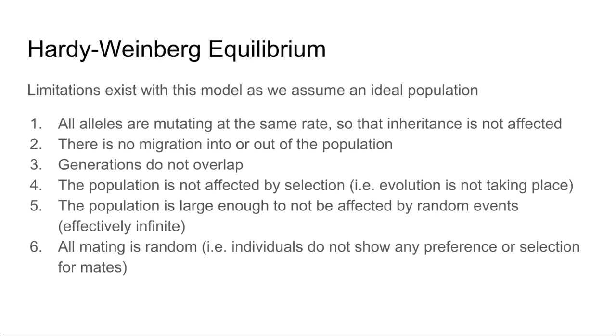So while we use this model to calculate allele frequencies in a population, there are some limitations that we need to consider when we're calculating these. We assume that all alleles are mutating at the same rate, so that inheritance is not affected. We have to ensure that there is no migration into or out of the population. We have to know that generations do not overlap. The population is not affected by selection, so therefore evolution cannot be taking place for us to use this model. The population must be large enough to not be affected by random events, and all mating must be random, so individuals do not show any preference or selection for mates.